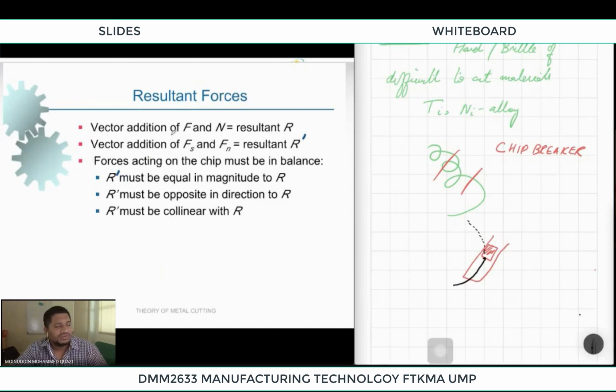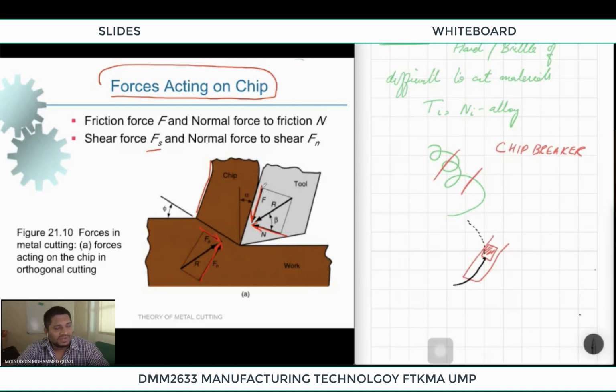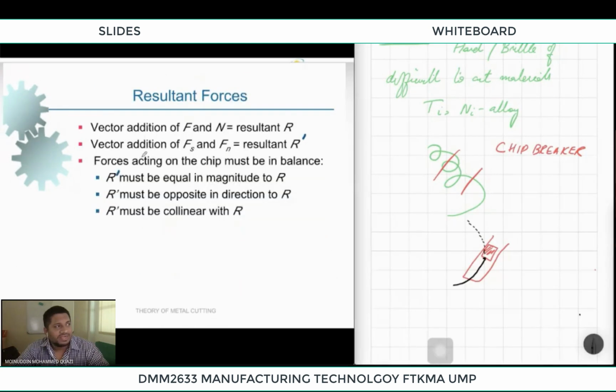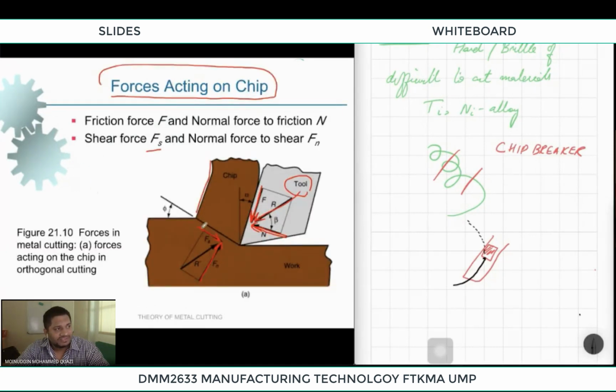Now the addition of F and N results in R. If I add these vectors, the friction force and the normal force vectors, I get the resultant force, which is R, for the tool. And if I add the shear force Fs and the normal to the shear force Fn, then I get a vector which is the resultant force R dash.